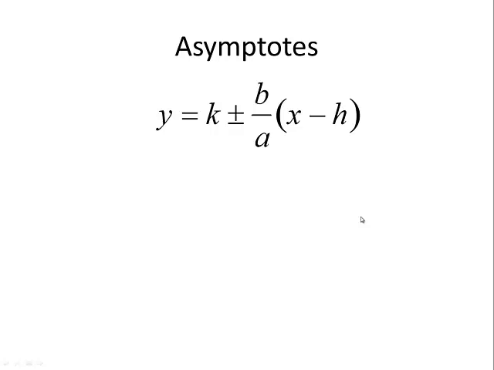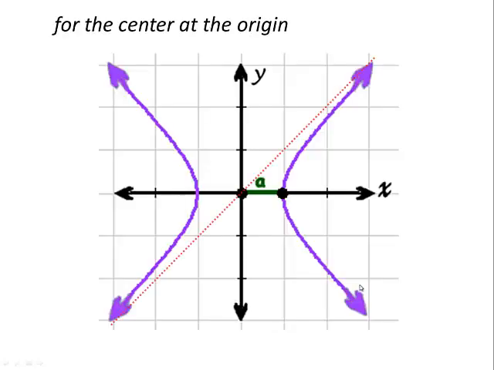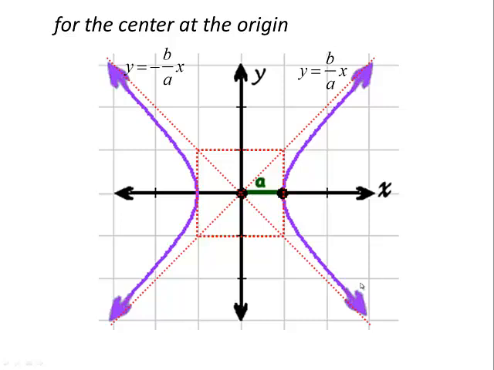This is the equation for the asymptote. The slope is going to be b over a. This is just the point-slope form with the k moved to the other side. So it's y minus k is equal to the slope times x minus h. And it's plus or minus because you have two asymptotes, one with a positive slope and one with a negative slope. Alright, so there's two asymptotes. There's your box in the middle, and notice that the slope is rise over run, so it's going to be up b and over a. And this one goes in the positive direction, and this one goes in the negative direction.